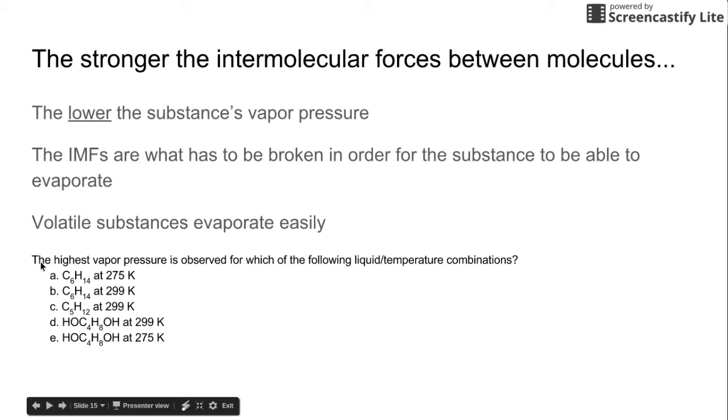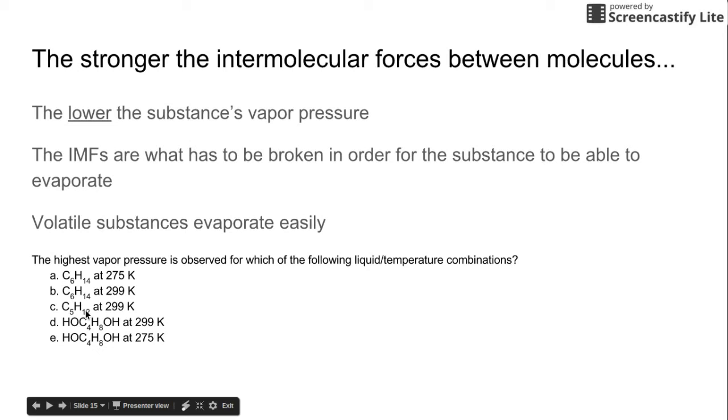So if we're looking for something that has the highest vapor pressure, we're looking for something that has the lowest intermolecular forces because it's going to be giving off a lot of vapor. If we look at our compounds here, again, we're looking for lowest intermolecular forces. I see we've got some hydrogen bonding down here on D and E. So we would immediately eliminate those because the others only have C's and H's, so they are nonpolar and would only have London dispersion forces.